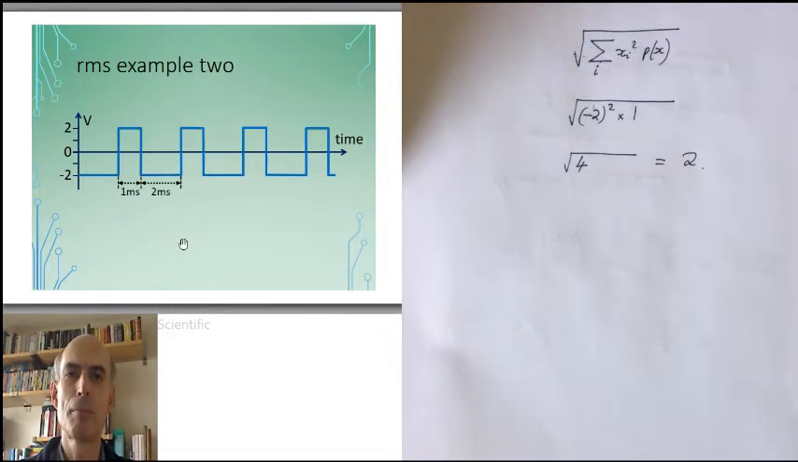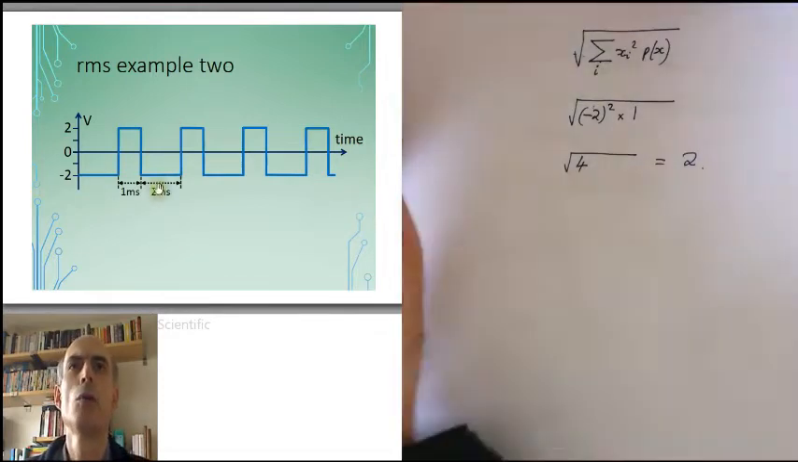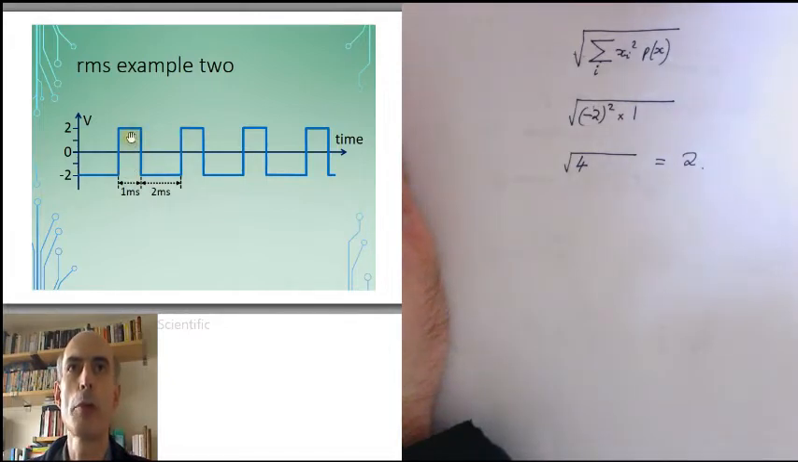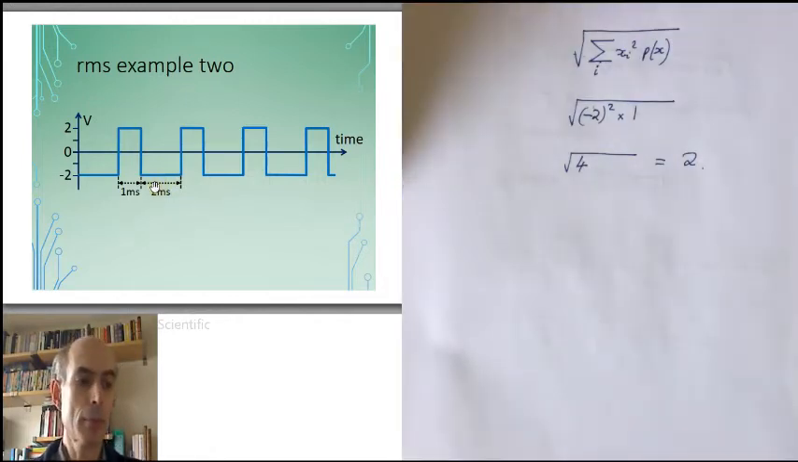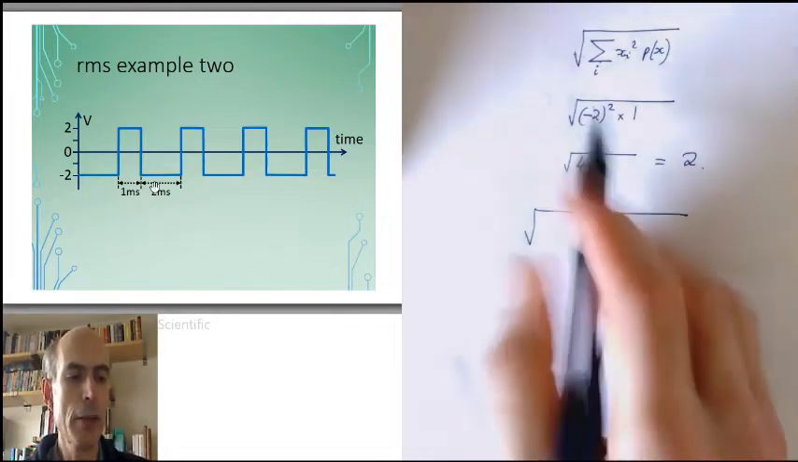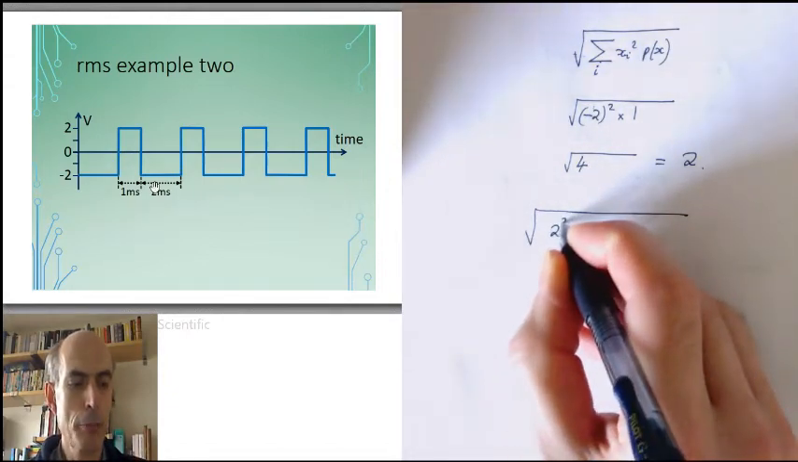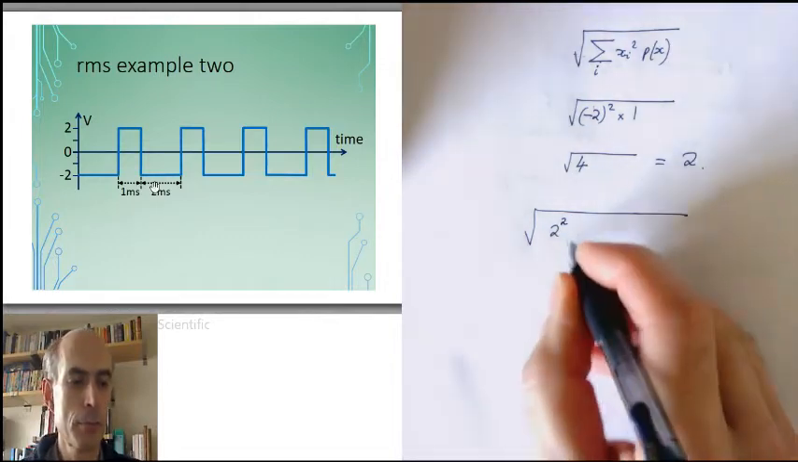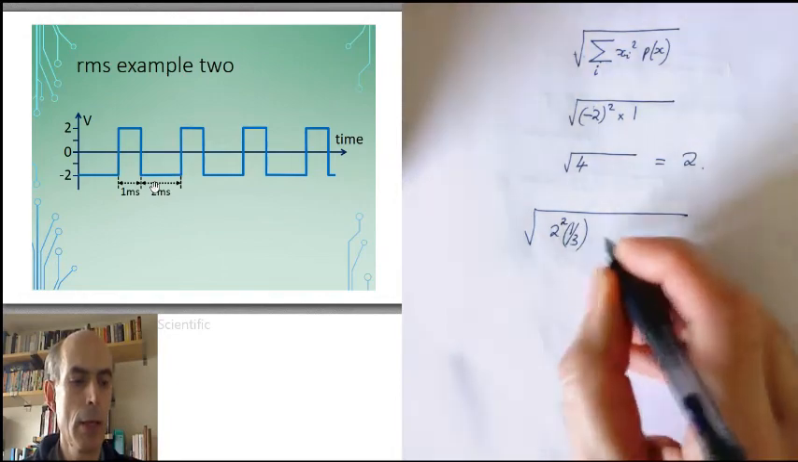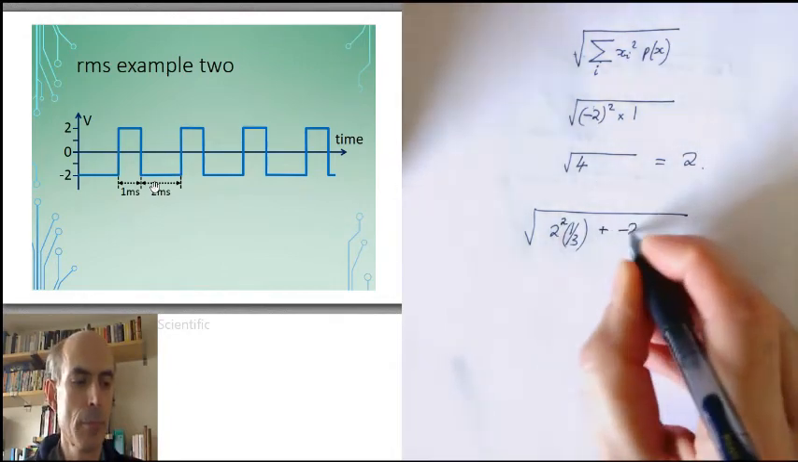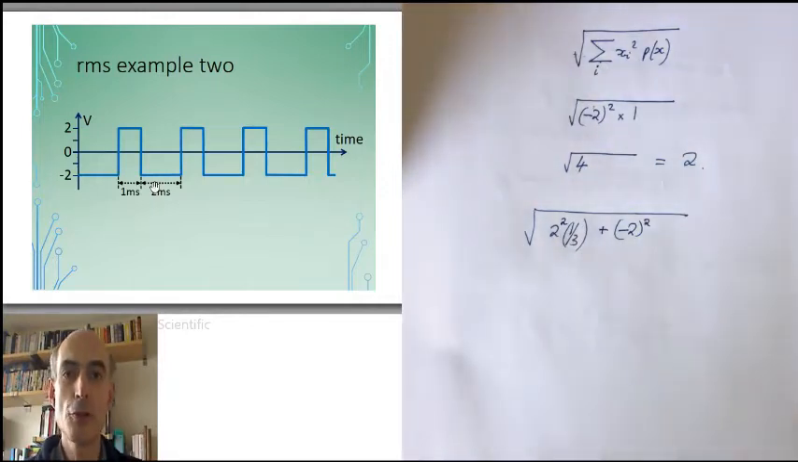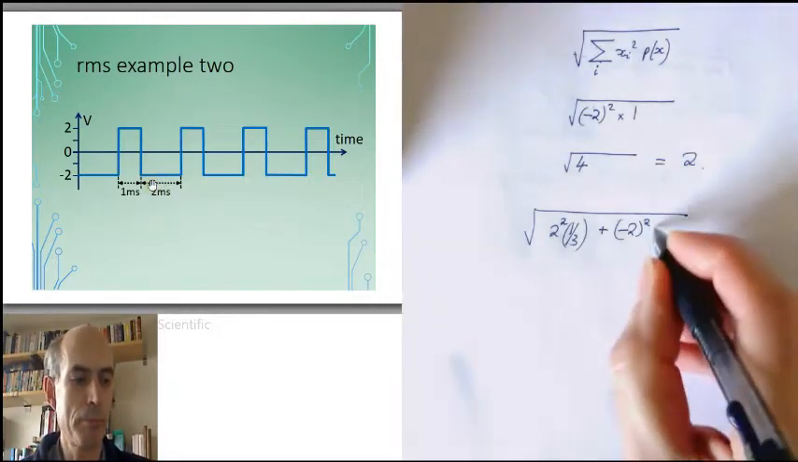Next one. Here, we've got a square wave, which is +2 for 1/3 of the time and -2 for 2/3 of the time. Well, if you can't instantly see what this is going to be in terms of its RMS, we could just apply the formula again. It's the square root of, and this time the waveform has two possible values. It can be +2, and the probability that it's +2 is 1/3. It's +2 for 1/3 of the time. It can also be -2. And the probability that it's -2 is 2/3. It's -2 for 2/3 of the time.